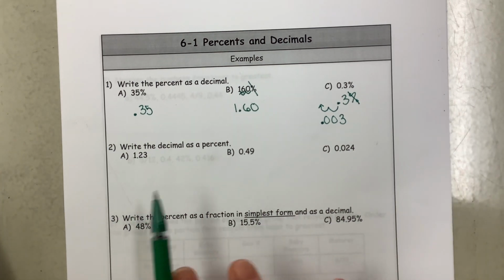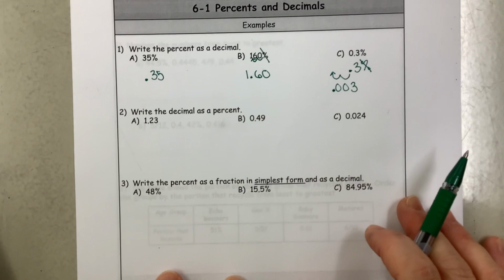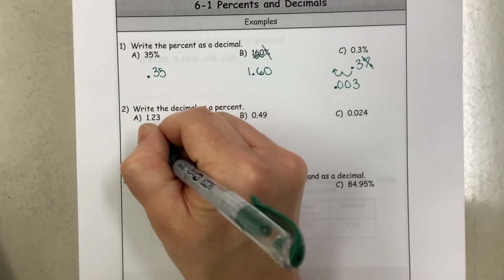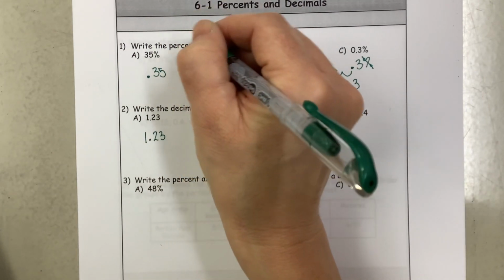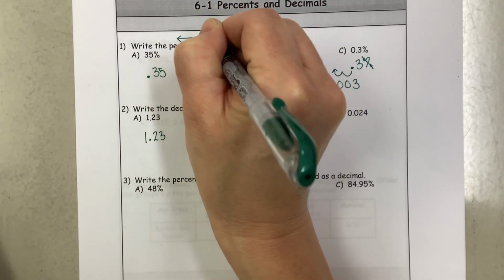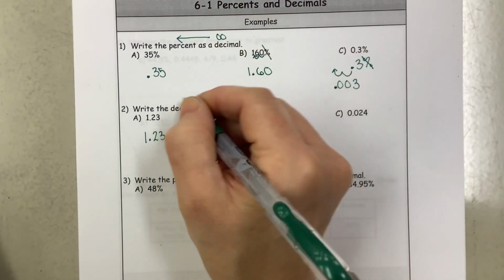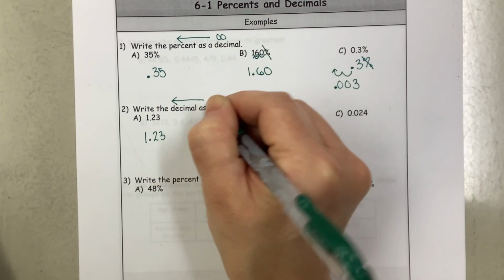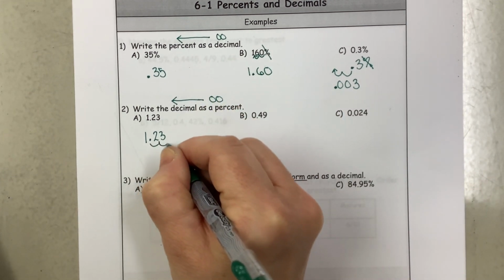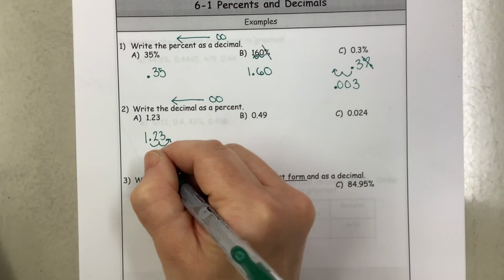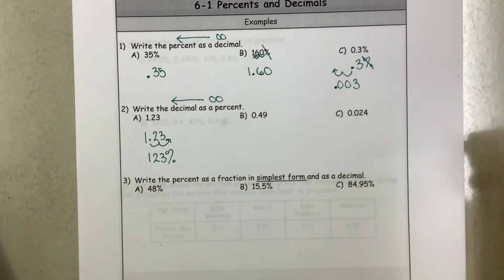All right. Now, to write a decimal as our percent, we're going to go the opposite direction. So when we have our decimal, when we're going percent to decimal, we're moving this way 2 times because there were 2 zeros. Now we're going to go this way 2 times. All right, so we're going to move it 1, 2. So 123, and then we're going to put the percent back on.